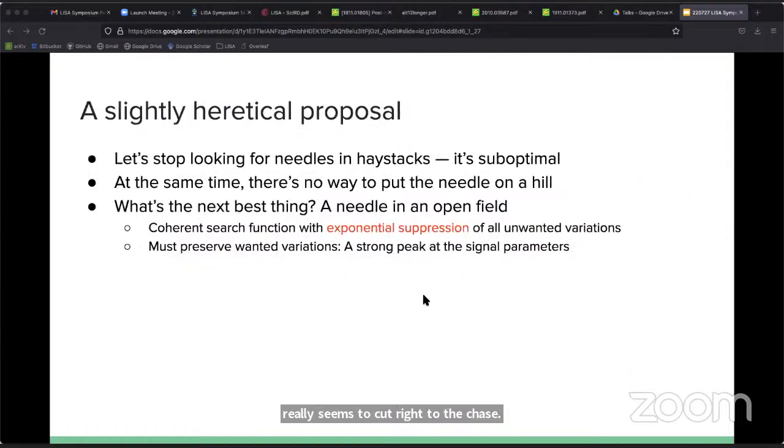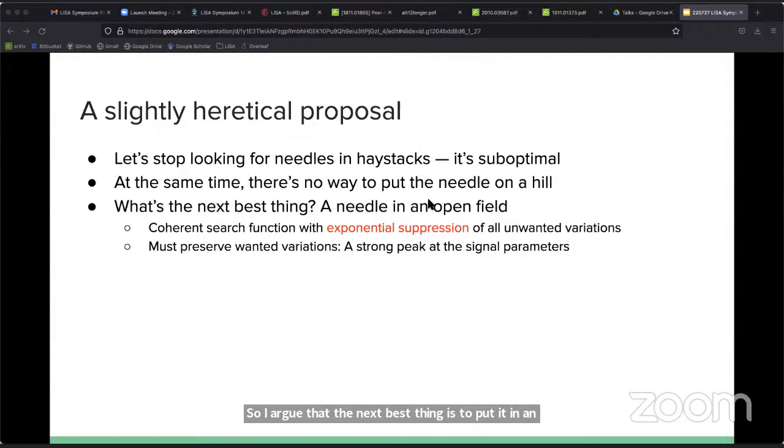So here's a slightly heretical proposal. I'm suggesting let's stop looking for needles in haystacks altogether. I think it's suboptimal. The most optimal thing would be if we were able to put the needle on a hill, as I mentioned earlier. But if you think about it, there's really no way to do that. So I argue that the next best thing is to put it in an open field.